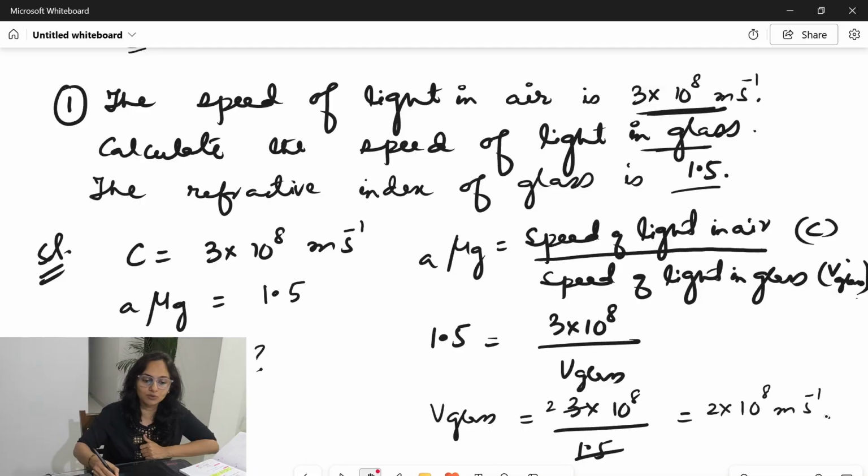So in this question, speed of light in air is given, refractive index of glass is given. We have to find out the speed of light in glass. Simple formula we are using, that refractive index is equal to speed of light in air by speed of light in glass. We put the values because refractive index was given, speed of light in air was given, and speed of light in glass can be calculated by just putting the values, and we are getting 2 into 10 to the power 8 meter per second, right? So let's see another question.